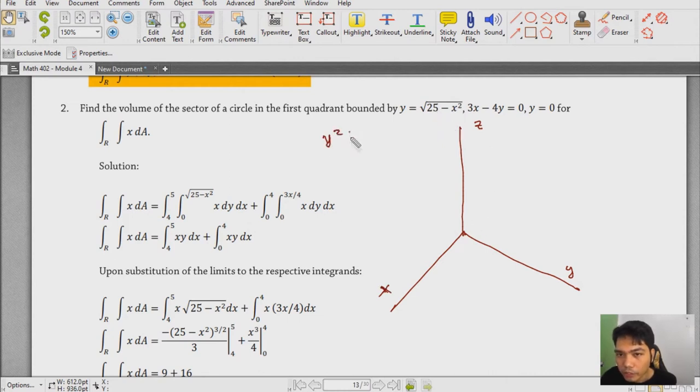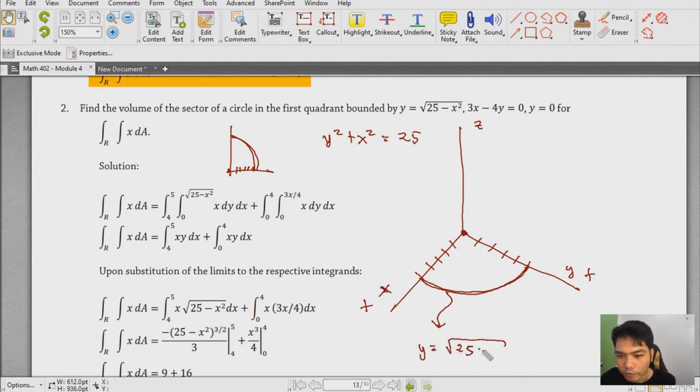The general equation will be y squared plus x squared is equal to 25, which is basically nasa 0, 0 yung center niyan, and then we have 5 units. So, 1, 2, 3, 4, 5. And basically, kung first quadrant lang yung kukunin natin dito, this is the positive and this is the positive. So, this is the first quadrant. This is your parang sectoral region natin. Okay? So, kung xy plane yan, ito yan. 5 units. And this is your, let's label it, y is equal to square root of 25 minus x squared.